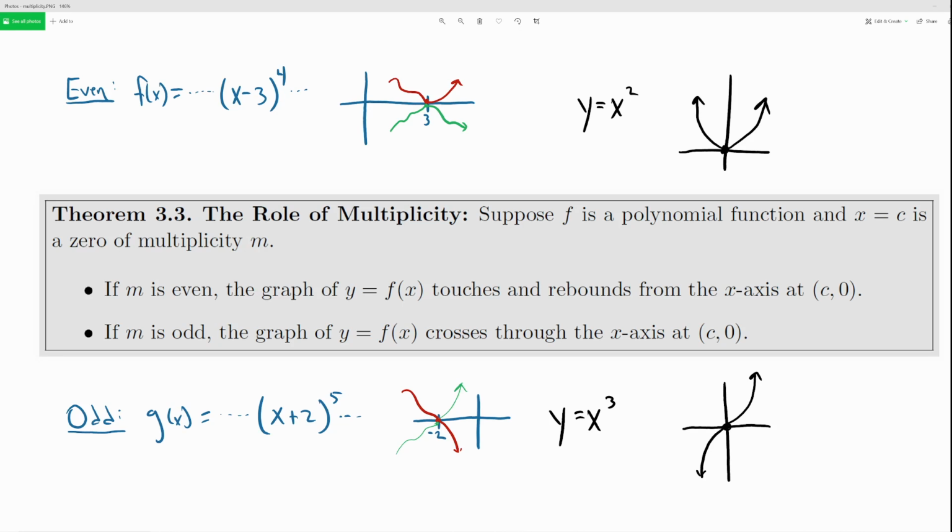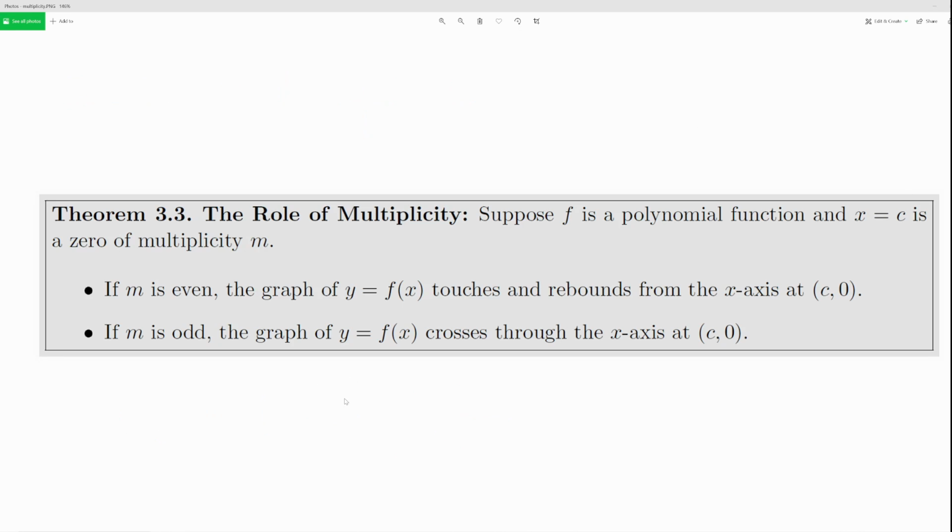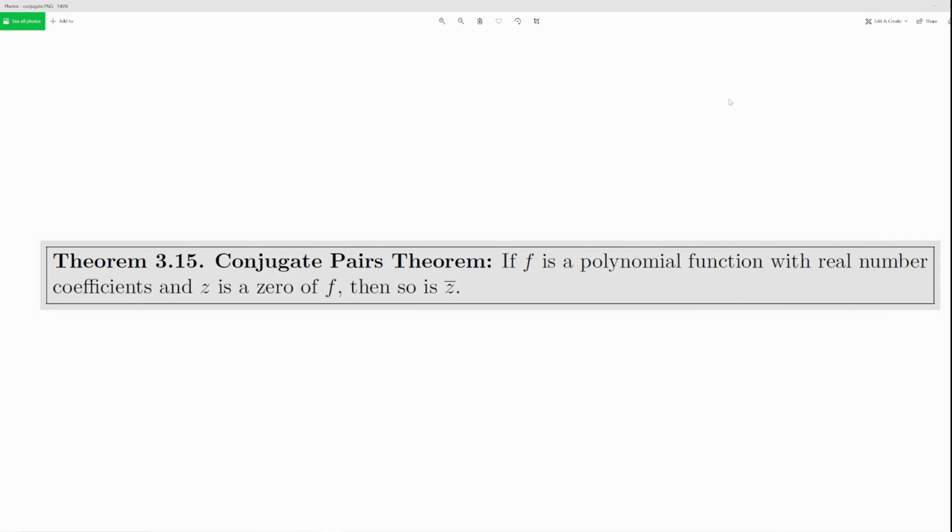So I'm going to clear the screen and bring up the next theorem. The next theorem has to do with conjugate pairs. Now there's some notation here that I didn't use in class, but we'll be able to digest it pretty easily. This theorem says if you have a polynomial with real coefficients, then if z is a 0, in this context, the letter z lets you know you're talking about a complex number.